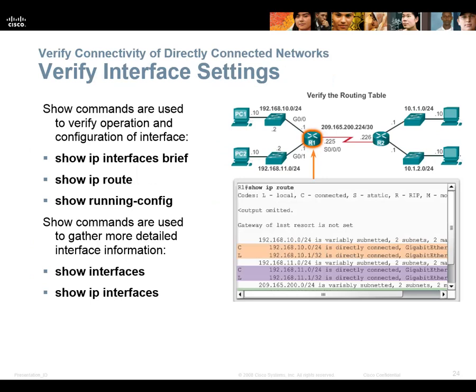So show commands are used to verify the operation of an interface. Show ip interface brief, for example, will show basic information about your IP interfaces. Show ip route is going to show the routes that are available. And then show run is going to show your running config.